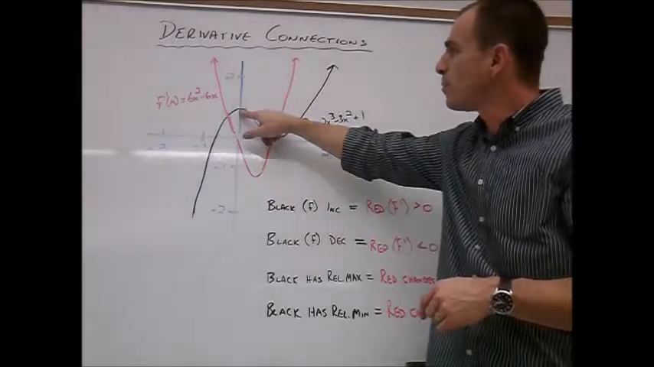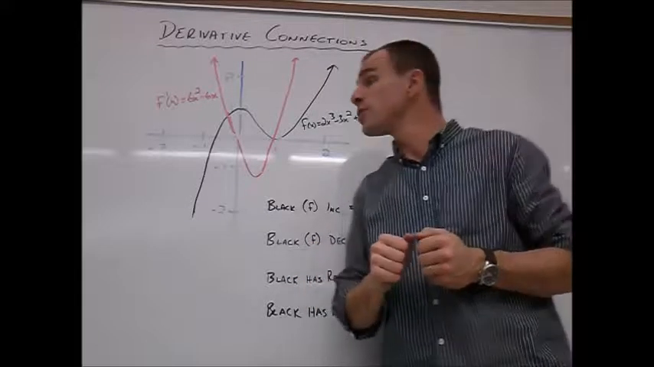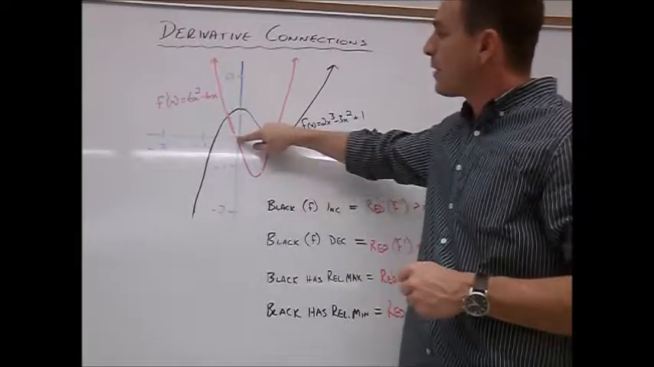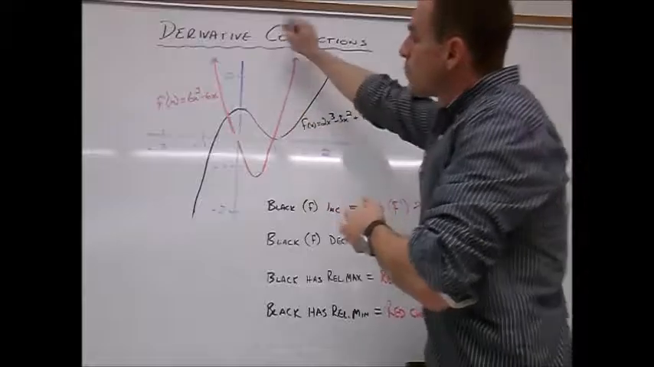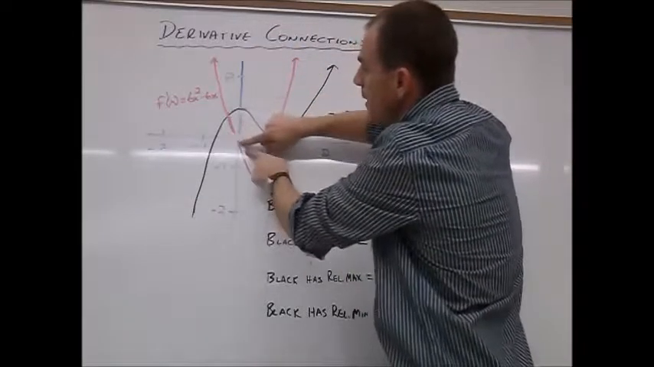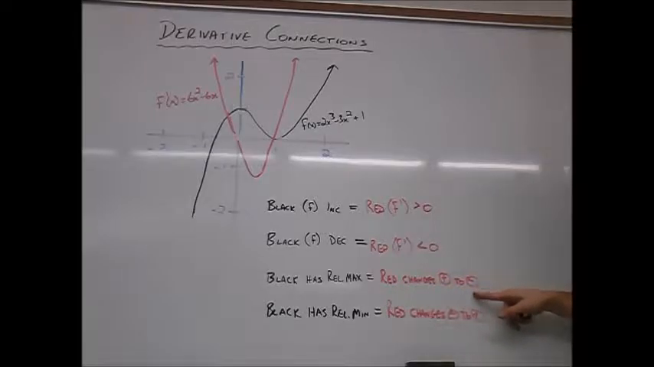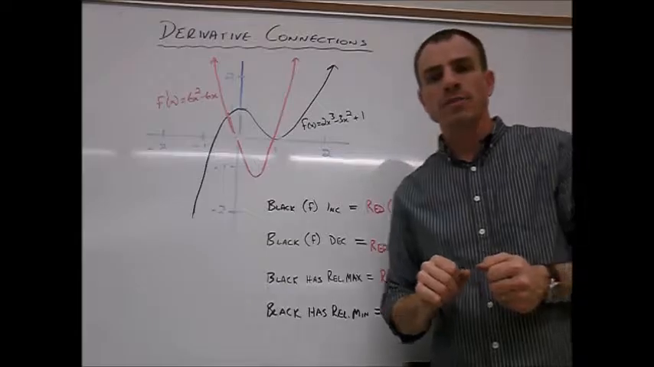How about that spot right there? We all agree that that's a relative max for our function, okay? What's going on with the derivative? Well, yeah, the derivative is equal to 0, so we have a critical point. But more importantly, the derivative was positive, and then it became negative. The derivative changed from positive to negative, and at that time, the function had a relative max.